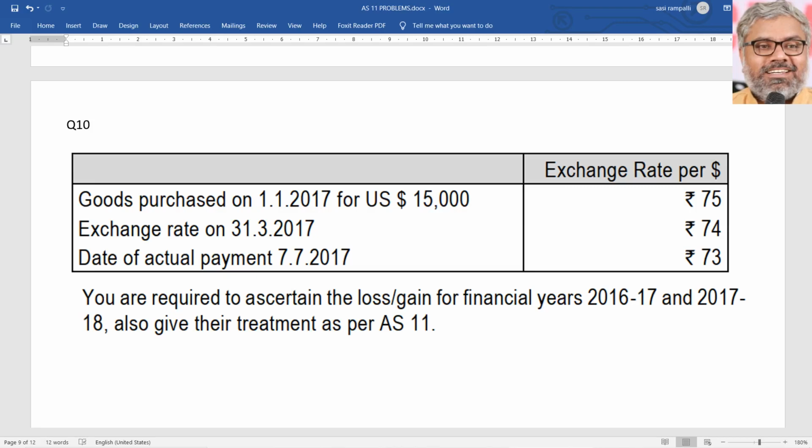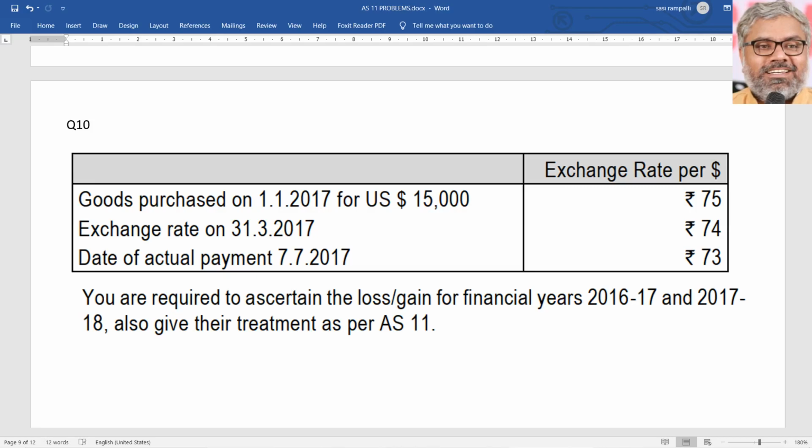Already we discussed about these entries, what have to be passed. Same entries have to be passed. First, on the date of transaction, that is 1/1/2017, what should be the entry that is passed? 15,000 into 75, 11,25,000 rupees entry should be passed, which is nothing but purchases account debit to creditors account.